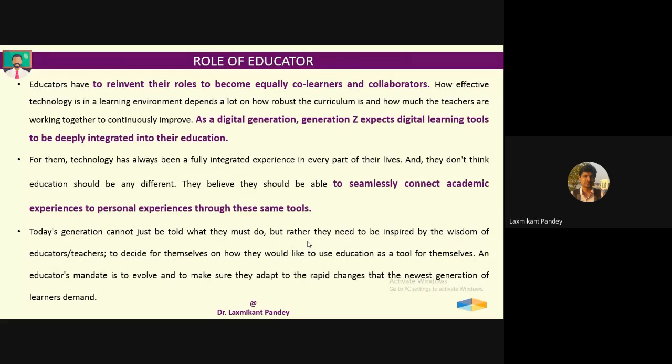Today's generations cannot just be told what they must do, but rather they need to be inspired by the wisdom of the educators. So that is very important, especially for teachers who were previously using the blackboard. They need to understand that nowadays IT is very important, whatever the integration of IT is in the education system.